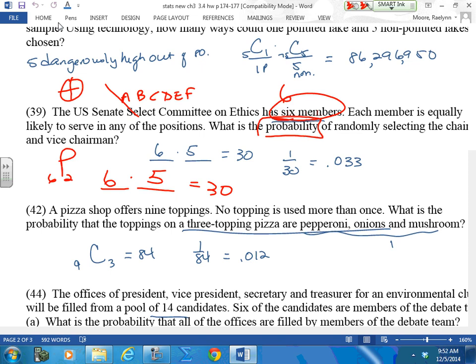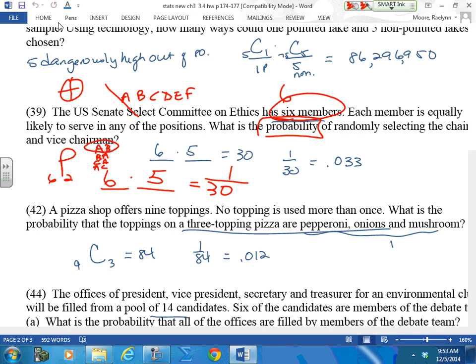That means AB, BA, CA, AC, all of these, right? I want to know what is the probability that when I select this group, it really was the chairman and the vice president. A and B, let's just say A and B, are my chairman and my vice president in that order. How many ways is this going to occur? One time. 1 over 30.